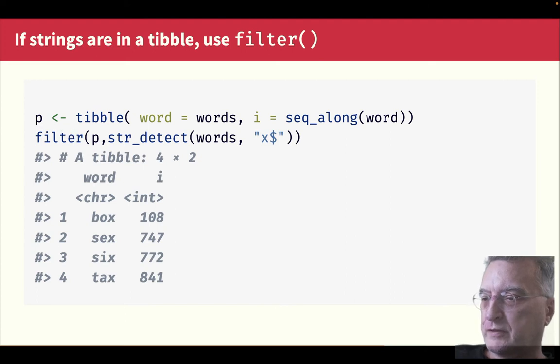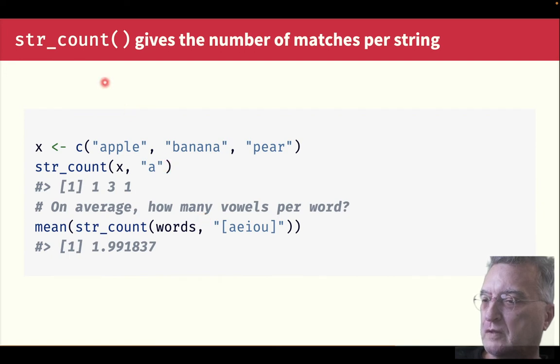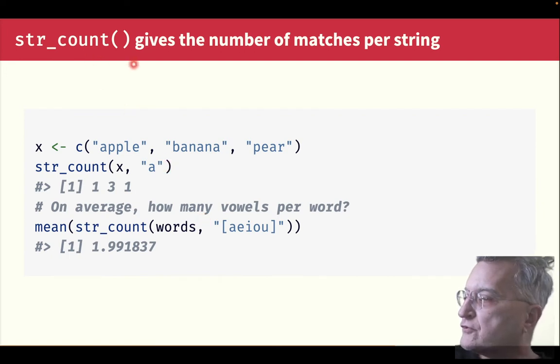If strings are in a tibble, you have to use filter. So I filter on the pattern and get these words. This is a tibble that consists of words plus a letter that indicates its index number. So box is the 108th word, sex is the 747th word, six is the 772nd word. str_count will tell us the number of matches per string.